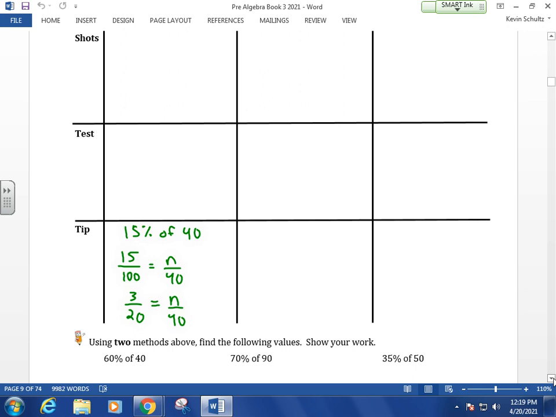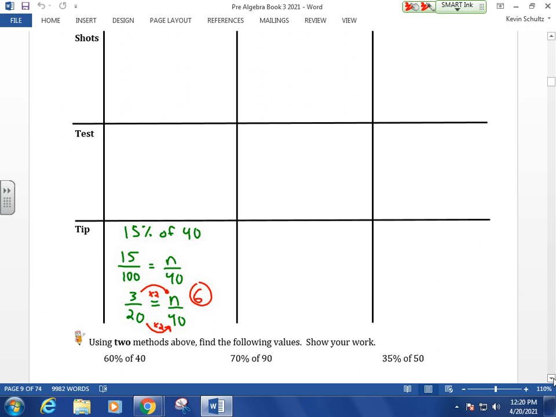Well, because 20 has a direct route to 40, right? 20 times 2 is 40. 3 times 2 is going to give us 6. So we've had 6 as an answer here, but that represents the amount of the tip. $6 tip on a $40 restaurant bill.